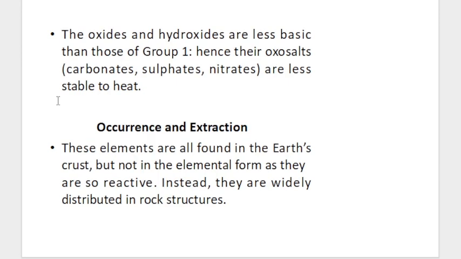The oxides and hydroxides are less basic than those of group 1, hence their oxo salts, which include your carbonate, sulfate, nitrate salts, are less stable to heat. What this means is that when you expose these salts to heat, they can decompose. The carbonate salts will decompose to give the oxides of the metals and carbon 4 oxide.